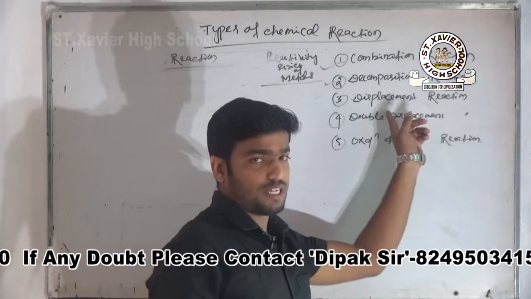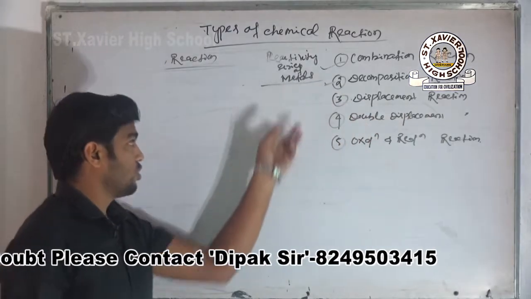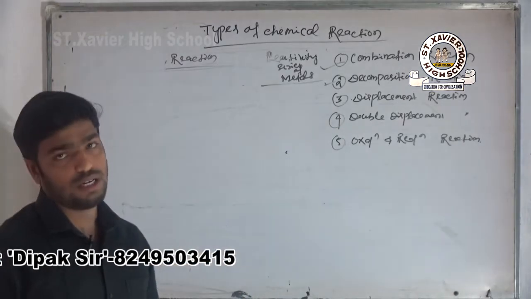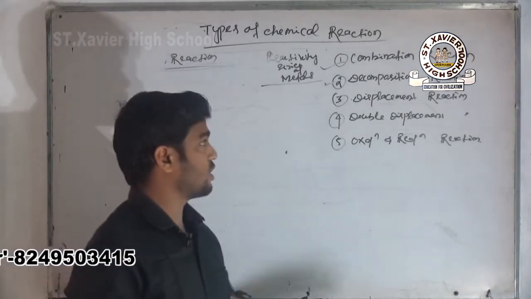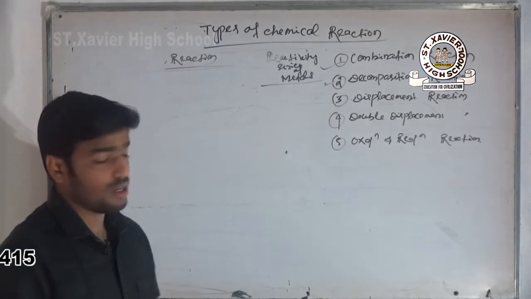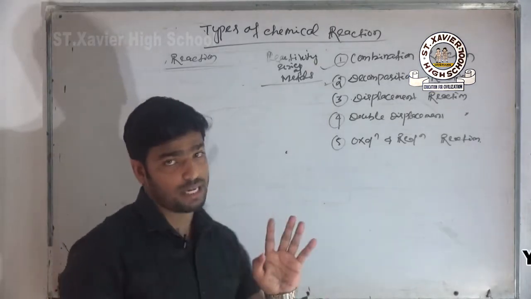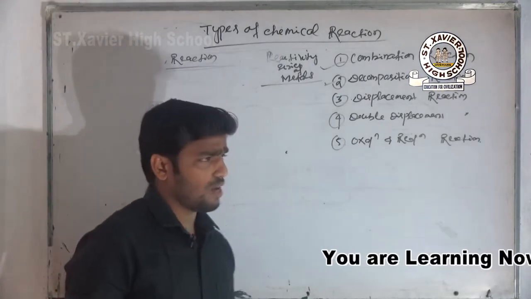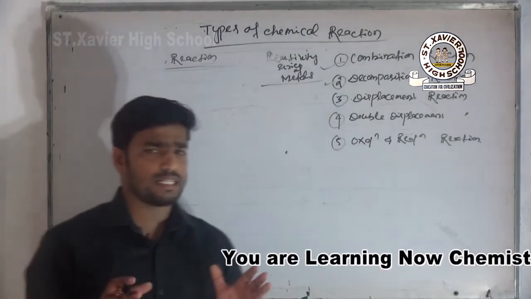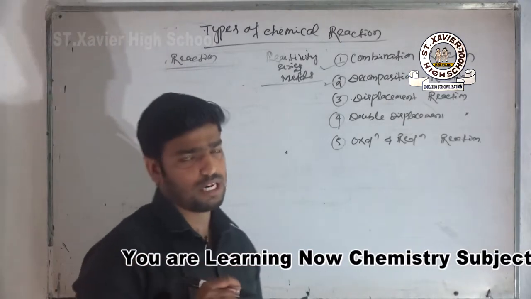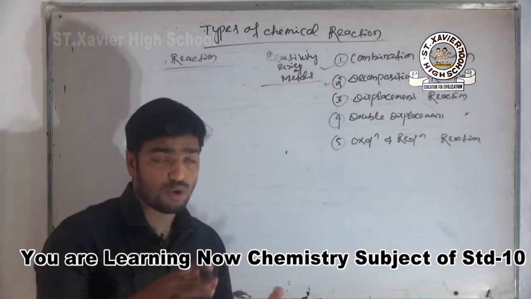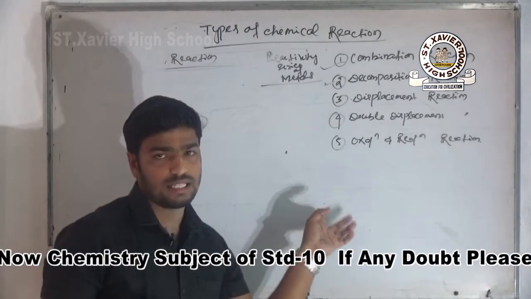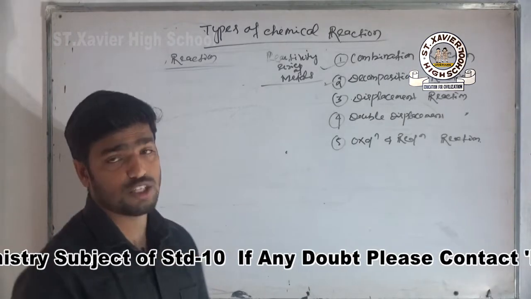Before going to start the displacement reaction, we have to know the details about the reactivity series of metals. Then it will be easy to understand the displacement reaction. I am telling about the metals, not about the non-metals. There are so many metals, you know very well. Among them, we have arranged some metals in their reactivity form. That means which is more reactive and which is less reactive, we put them in a series, and that series is known as the reactivity series of metals.